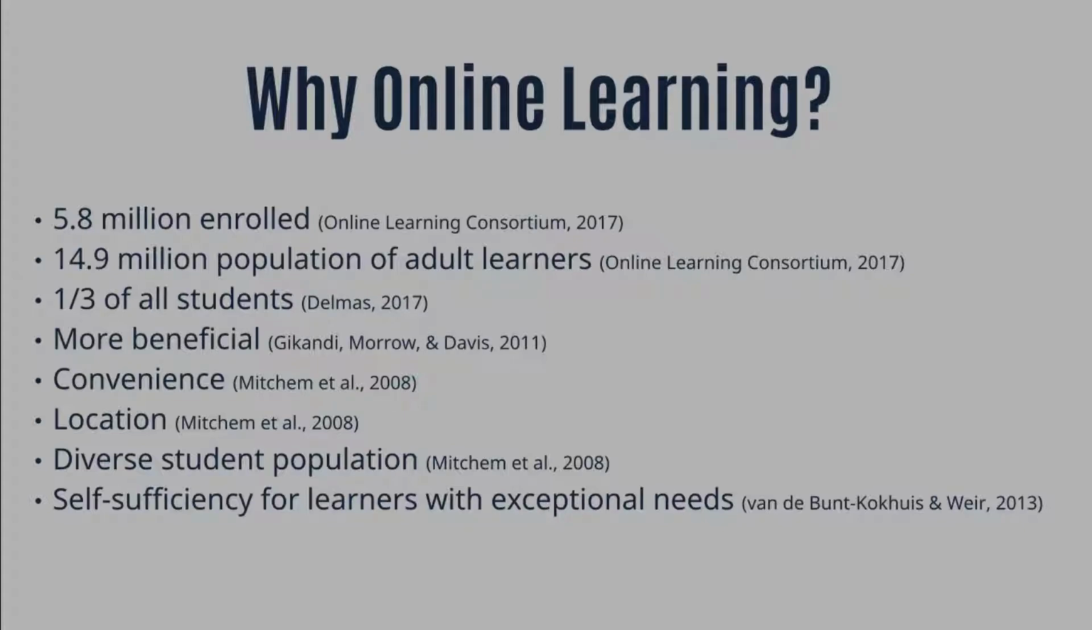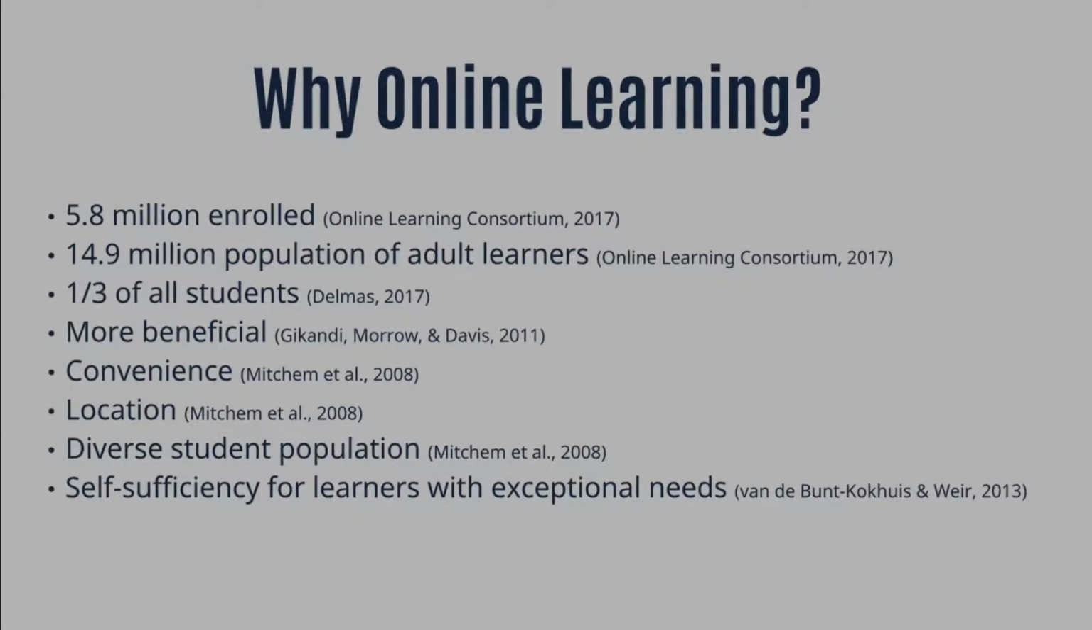The U.S. Department of Education released a report stating that online instruction may be more beneficial to adult learners than the traditional classroom. It's easy to see why, when online instruction is more convenient and it allows participation from students from just about any location or background. Online learning is able to reach a diverse student population and provide self-sufficiency for learners with exceptional needs who may need additional time to process or respond to course material.